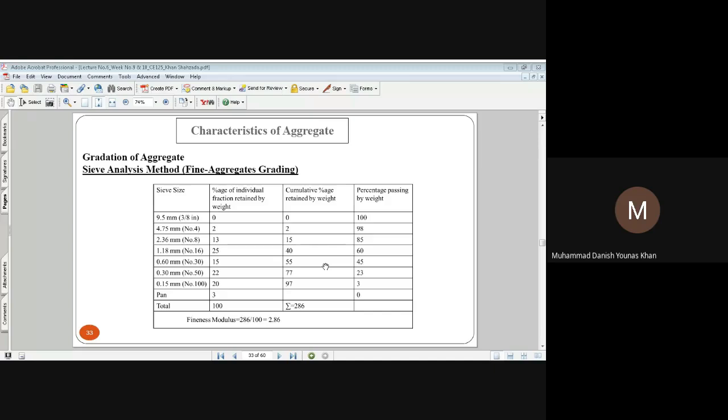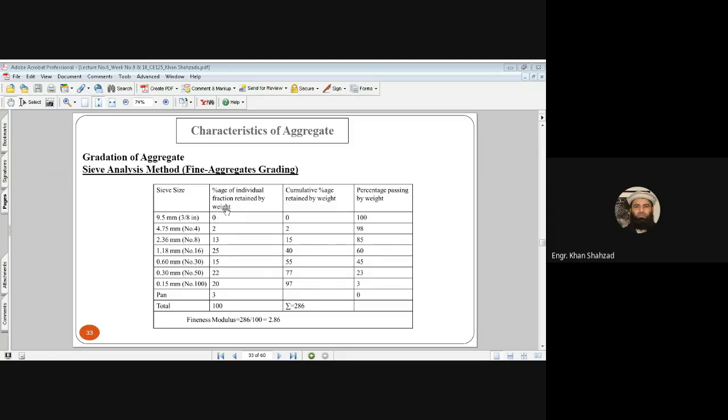No sir. So what did you study in the lab, beta? Sir, when we did the fineness modulus, this type of table was made. You must have seen this kind of table. In column number 1 we have the sieve sizes. Here you can see 3 by 8 inch, sieve number 4, number 8, and sieve number 100. And finally we have the pan. Percentage of individual fraction retained by weight.